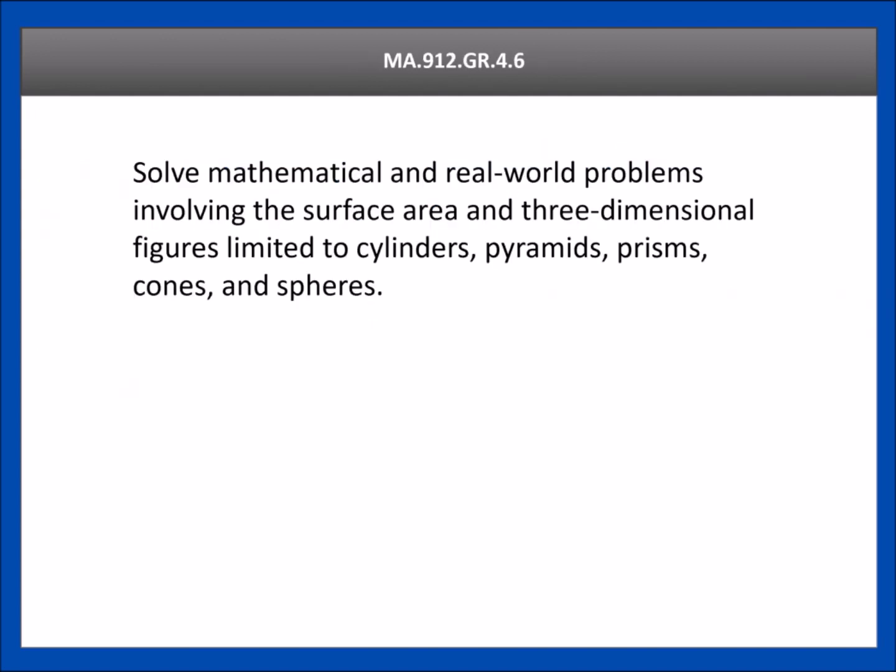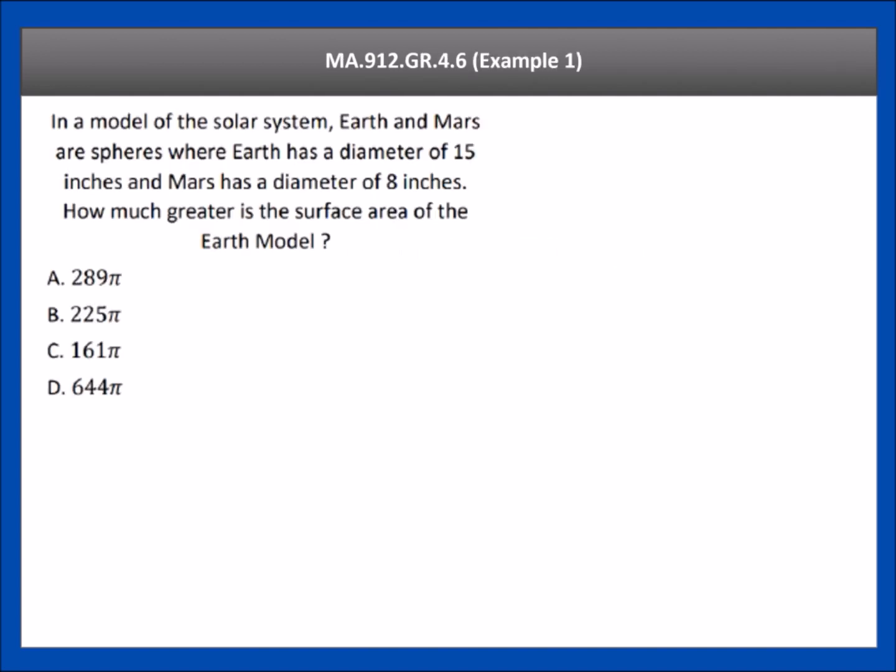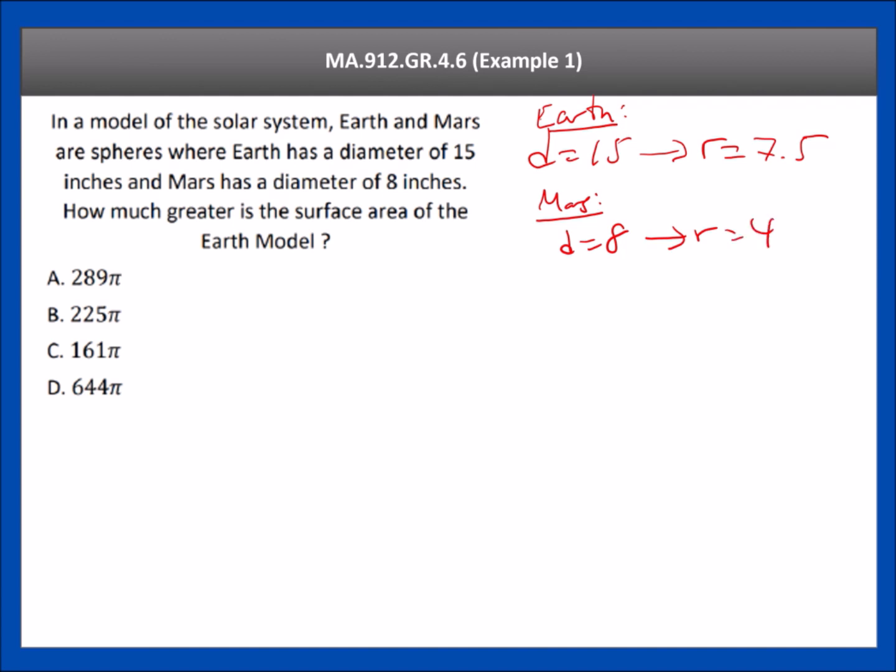Okay, speaking of which, now we're doing surface area in three-dimensional figures. So let's do the surface area. In the model of the solar system, Earth and Mars are spheres where Earth has a diameter of 15 inches. So D is 15, and we have to convert that to a radius. Radius is half of that, so 7.5. That's for Earth. Mars has a diameter of 8 inches, which means that the radius is 4 for Mars. How much greater is the surface area of the Earth model?